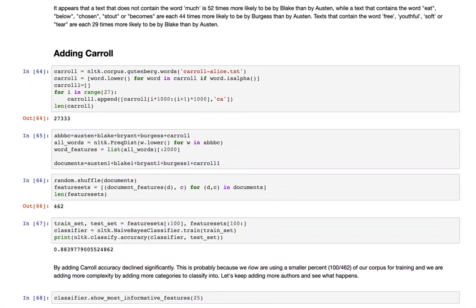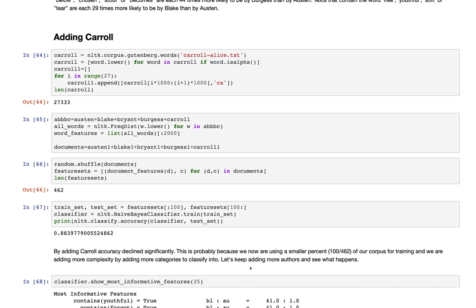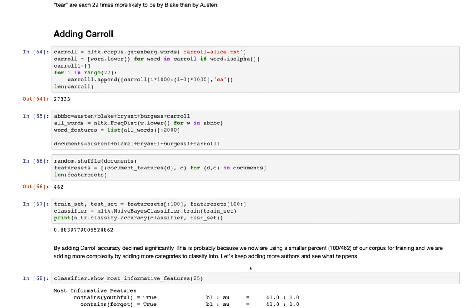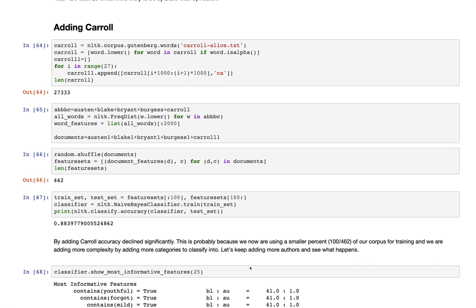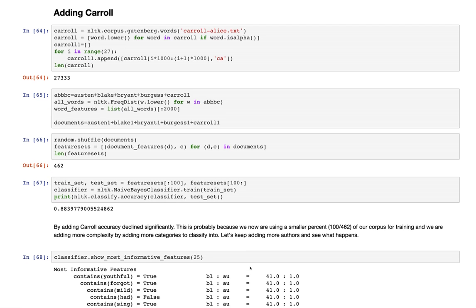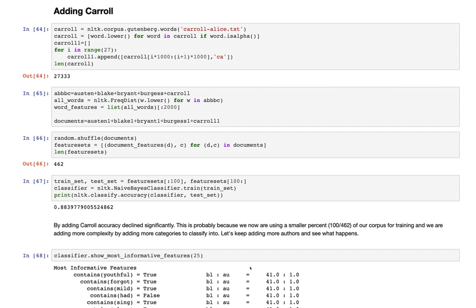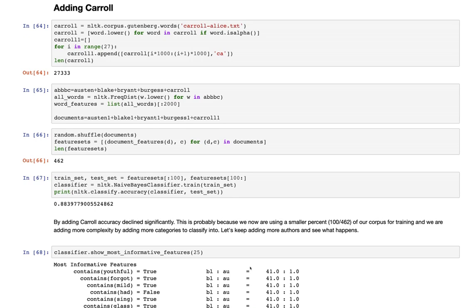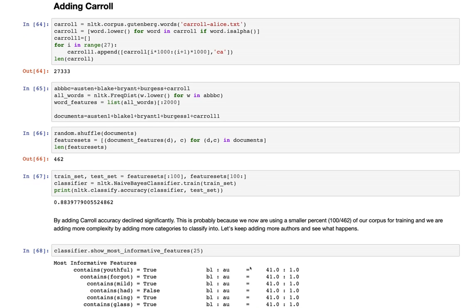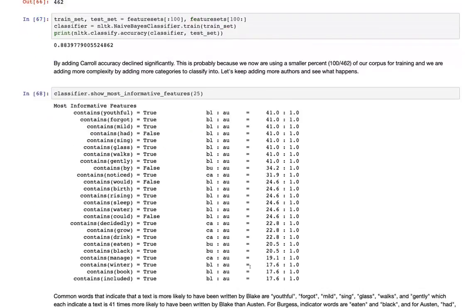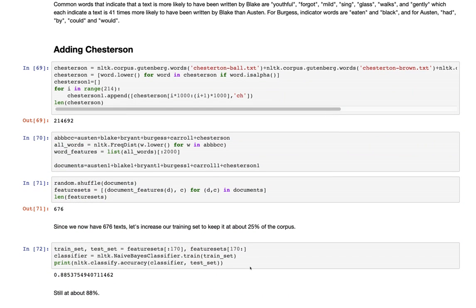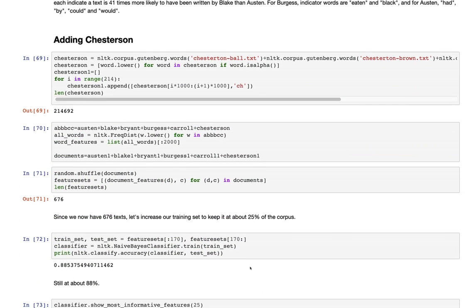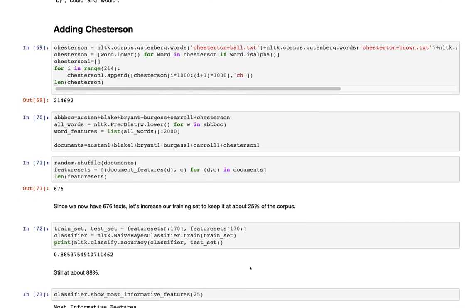Then we added Carol, doing the same thing again. Now we saw a much larger decline in accuracy, probably because at this point our training set is a smaller percentage of our total corpus, and we're adding more categories to classify into at the same time. But we figured let's just keep adding and see what happens. We add Chesterton, which didn't change our accuracy too much. We're still at 88%.